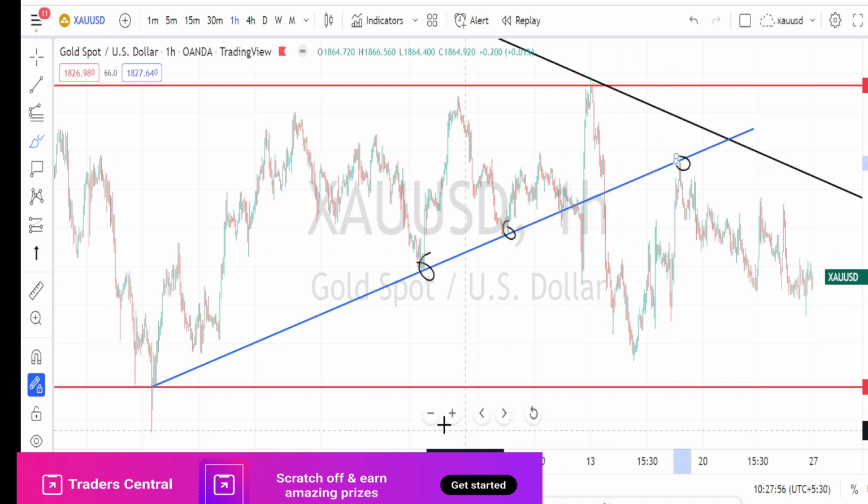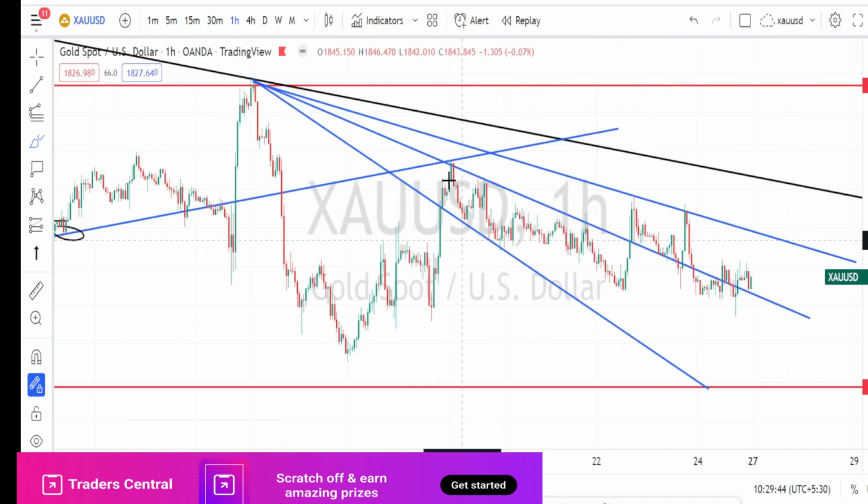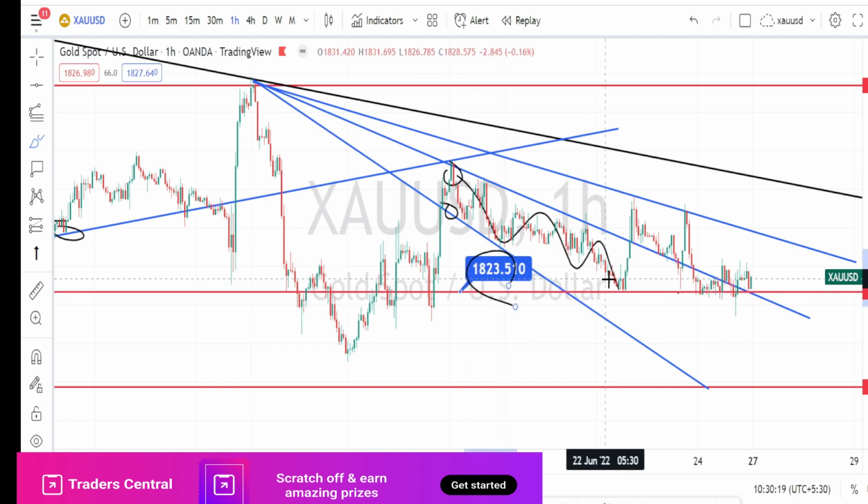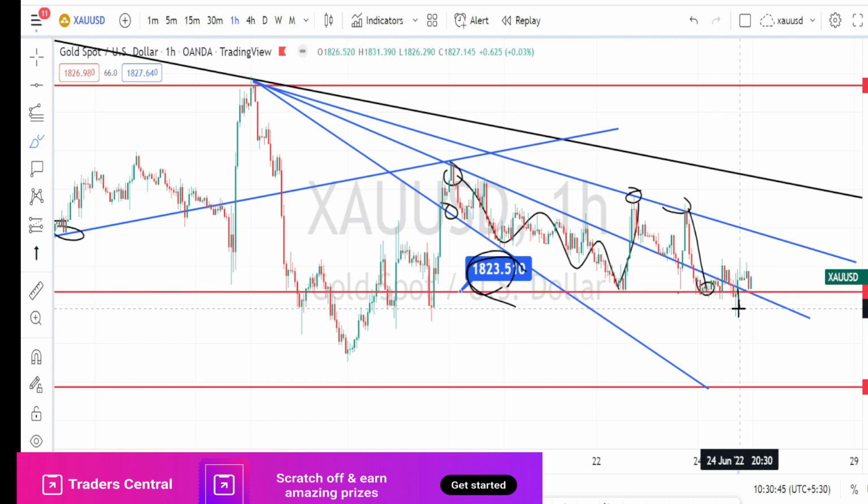Again I am going to draw a resistance line. From this resistance line or trend line, we can notice that the price was in a downtrend and it couldn't break the support level of 1823. Then it bounced back on a bullish trend reversal. Again I have drawn a resistance line over here, and again it tried to go on a bearish trend reversal. Again the support level of 1823 is preventing the price action from falling further on the bearish trend reversal.